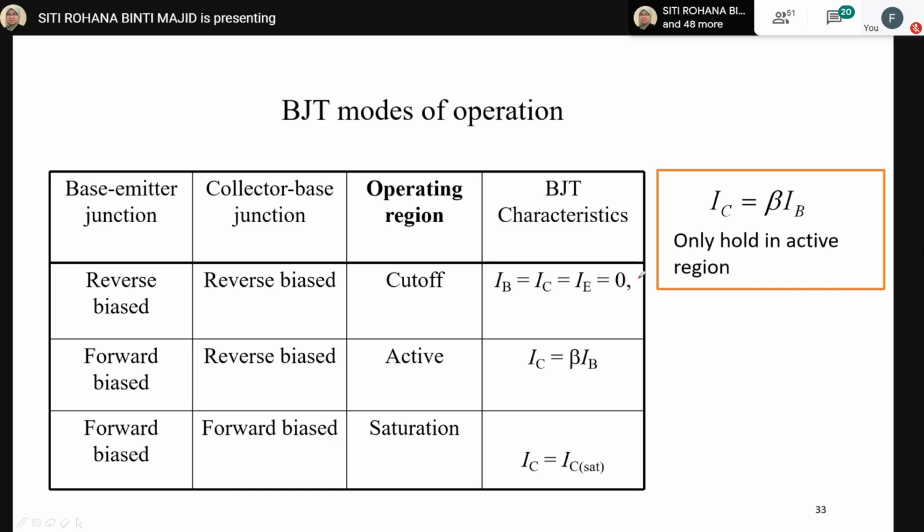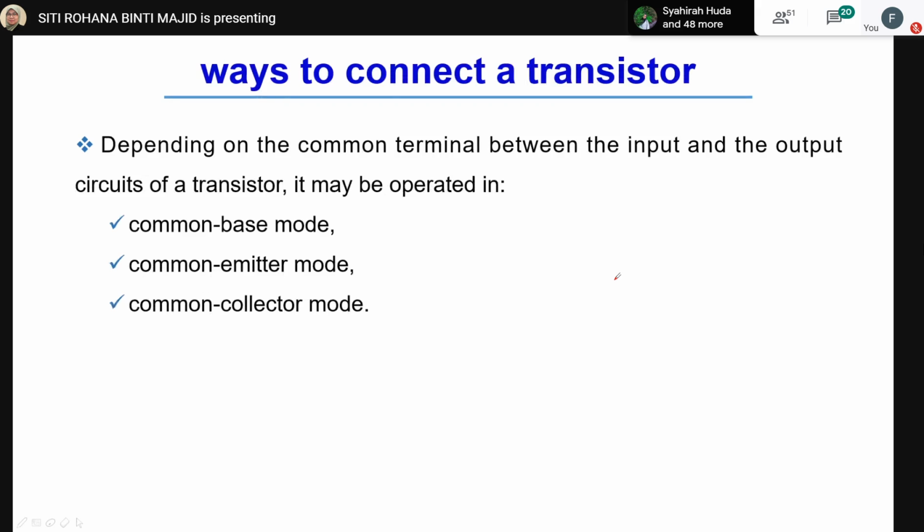That means IC equals IB equals 0. So once there is no current at IB, IC also has no current, and IE also has zero current.